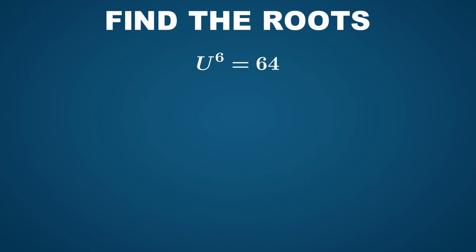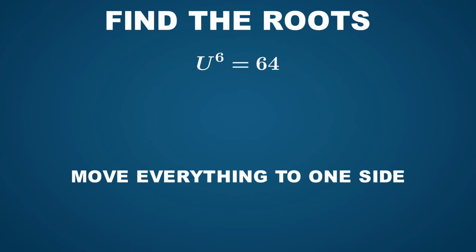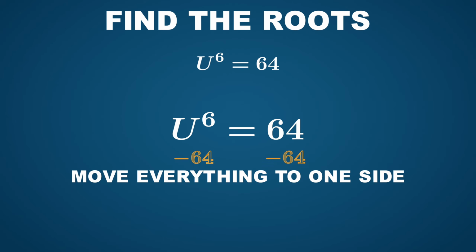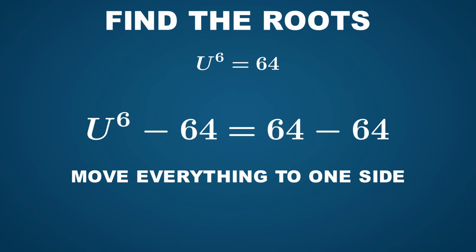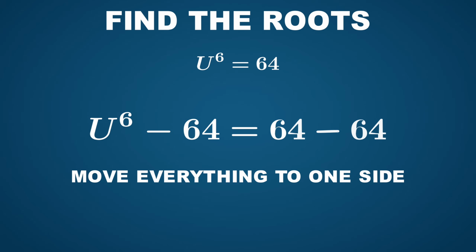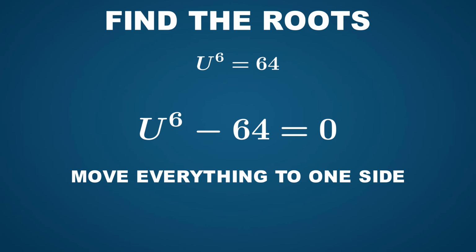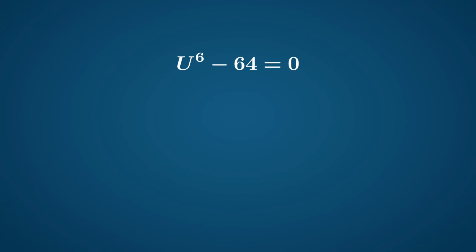We want to solve this polynomial equation by finding its roots. The best method is to move all terms to one side of the equals sign. We will subtract 64 from both sides of our equation. On the left, we now have u to the 6th power minus 64. On the right side, 64 minus 64 leaves exactly 0. Our new equation is u to the 6th minus 64 equals 0.